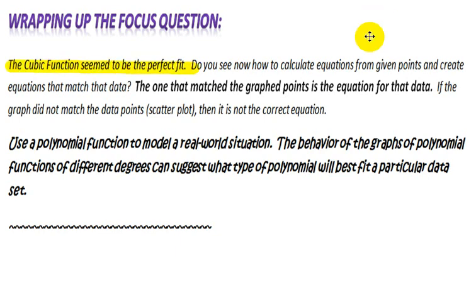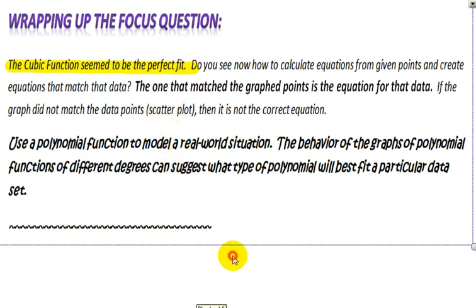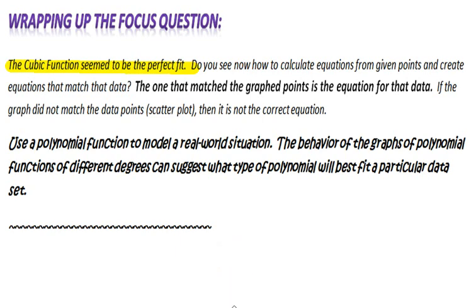So do you see now how to calculate equations from given points and create equations that match the data? Okay, the one that matched your graphed points or your plotted points is the equation for that data. If the graph did not match the data points, and we also call those data points sometimes on a scatter plot, right, then it's not the correct equation. So that's it. That's all there is to it. And you're going to work a problem exactly like this.